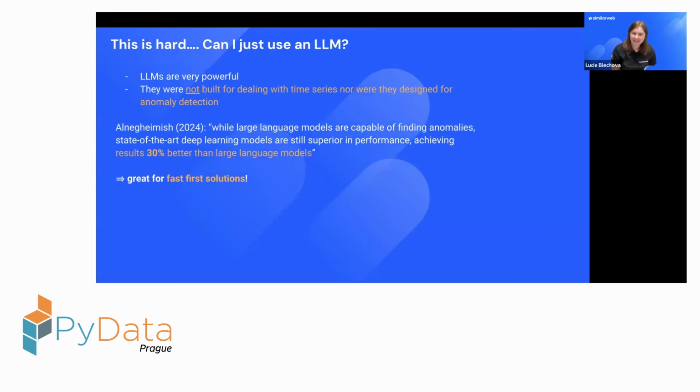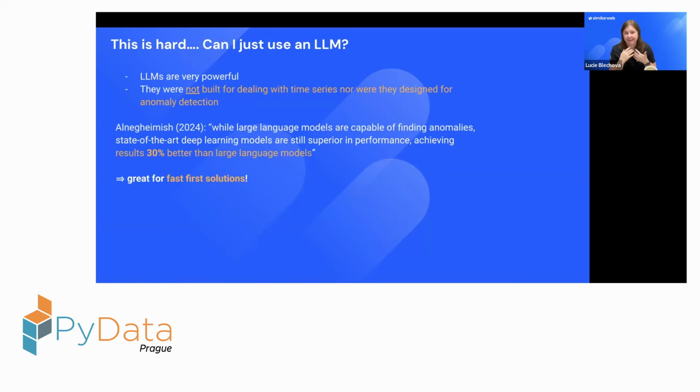Because despite the fact that LLMs are language models, they have nothing to do with time series and they're not designed for anomaly detection. Actually, there was a study last year that showed that if you compare state-of-the-art anomaly detection algorithms with the results of large language models, the large language models are actually only 30% worse, which I think is great if you think about the fact that they were not designed to do that. So you can use LLMs.